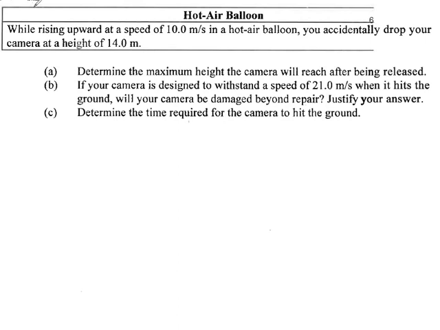So, rising upward at 10 meters per second in a hot air balloon, you drop your camera at a height of 14 meters. Determine maximum height. If you're in a hot air balloon and it's rising 10 meters per second, you are also rising at 10 meters per second, and so is the thing in your hand. So when you let go of it, it doesn't start falling right away. At first, it is rising at 10 meters per second, and we would call that our initial velocity.